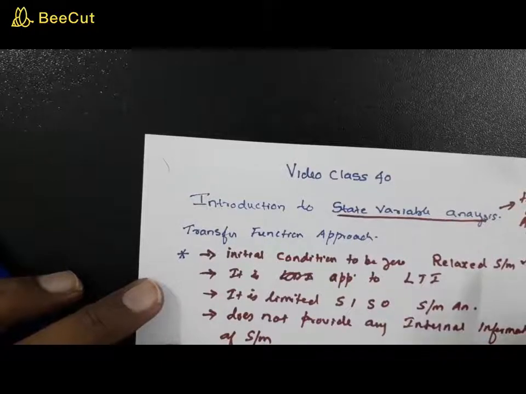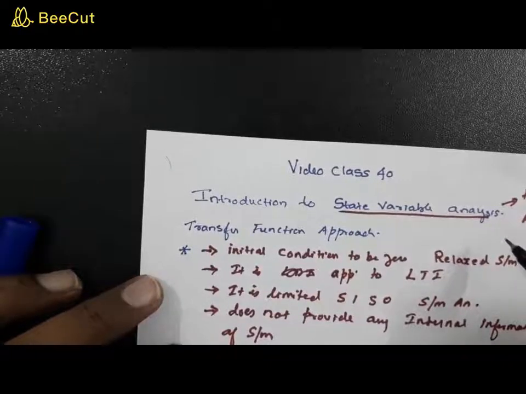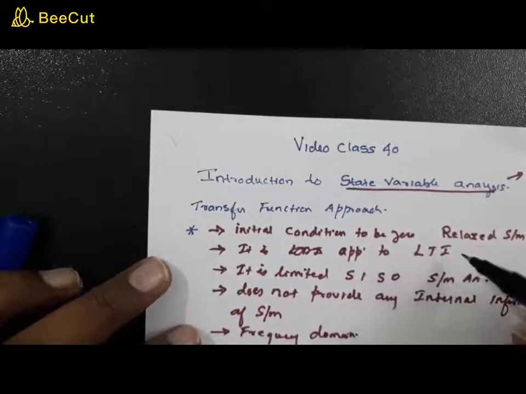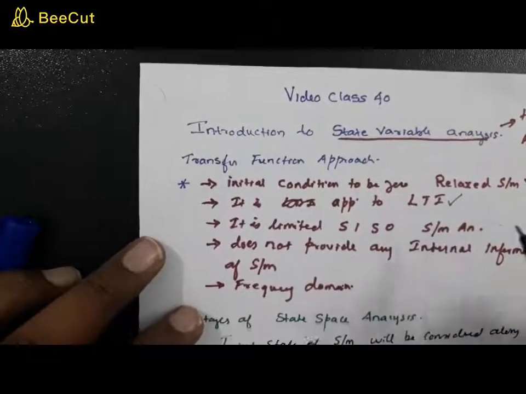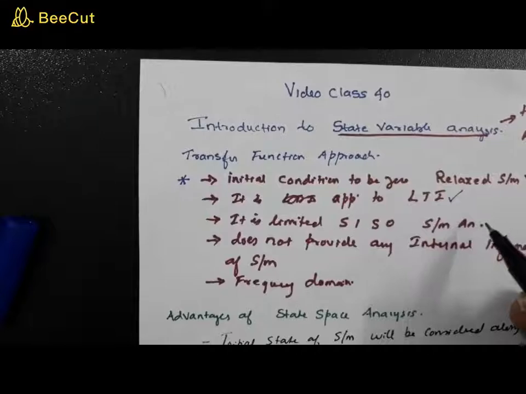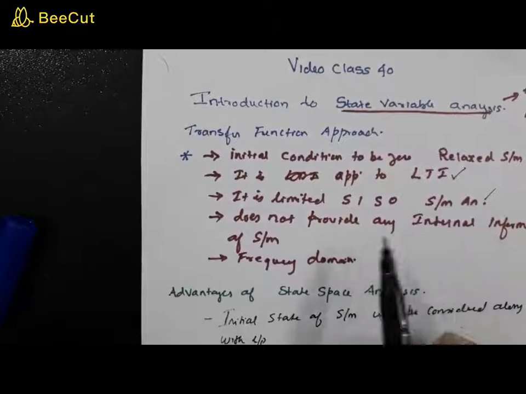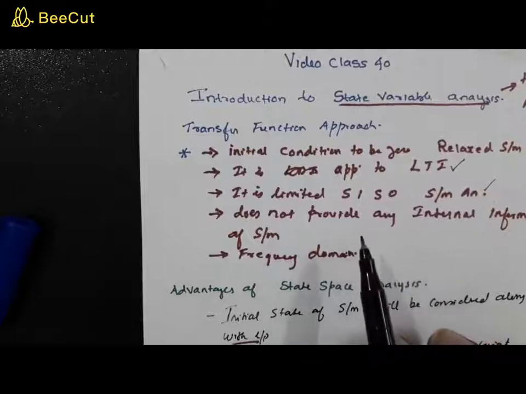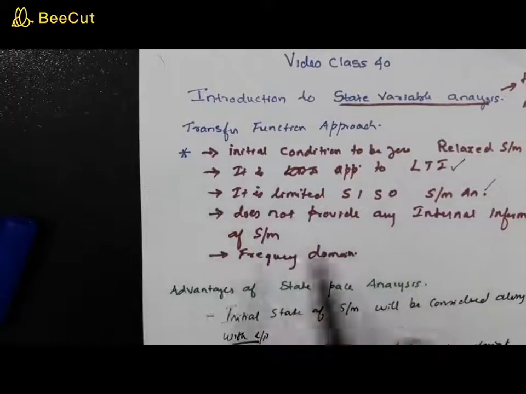In many practical systems which consist of inductance as well as capacitance, there can always be an initial voltage or initial current which has to be considered for the analysis. Now another point is, it is applicable to LTI, or linear time invariant, systems only. It's limited to single input single output system analysis, and it does not provide any internal information of the system. The internal information of the system will be very feeble in the case of the transfer function approach.